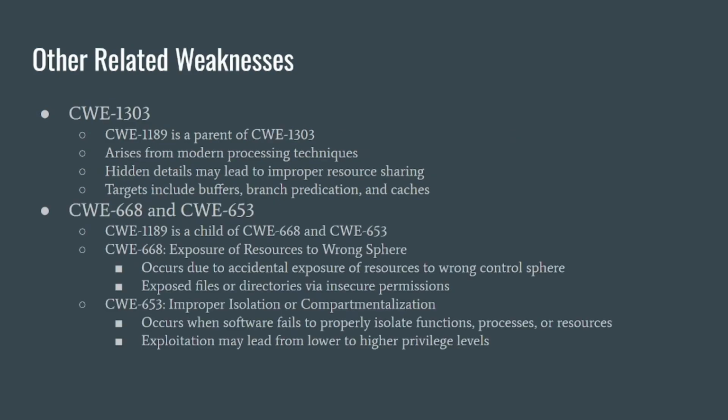Other related weaknesses are CWE 1303, which is a child of CWE 1189. 1303 is non-transparent sharing of microarchitectural resources. Since it is hidden, it often leads to improper resource sharing, which means that potentially untrusted agents are able to access private assets. CWE 668 and 653 are both parents of 1189. 668 is the exposure of resources to the wrong sphere, and 653 is the improper isolation or compartmentalization, both of which occur when a function, asset, or resource is improperly exposed to lower level privileges.